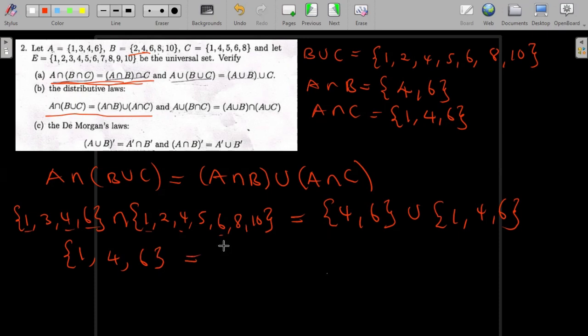And this is equal to, on the other side, when I bring these elements together, I just have 1, 4, and 6. So now I see that the left side is equal to the right-hand side. So this verifies that indeed this distribution is true and holds. So just write hence verified. Okay. So this is how you verify this one.